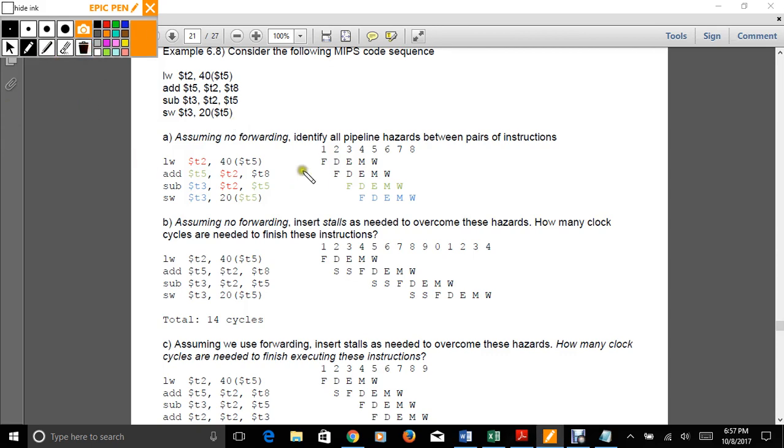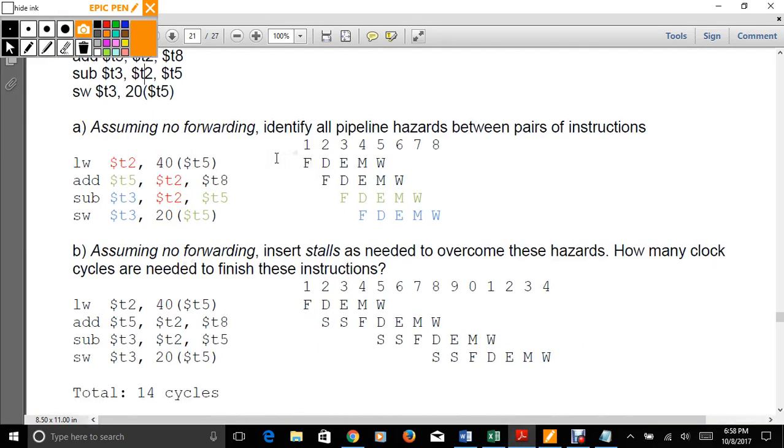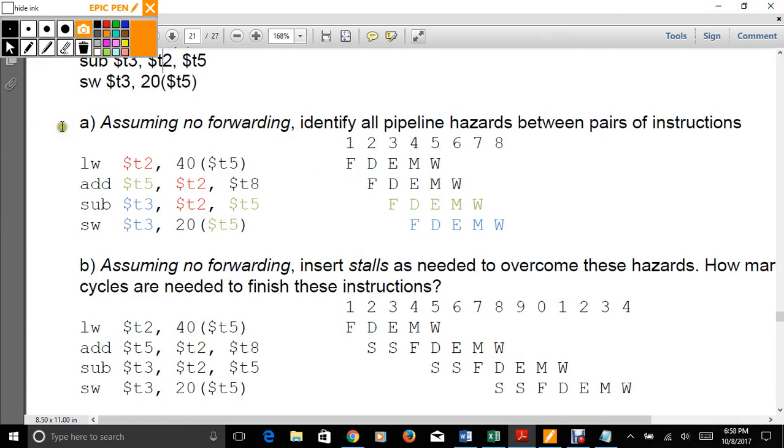So here I've color coded this. This is part A, assuming no forwarding. So we don't have any forwarding yet. Identify all pipeline hazards between pairs of instructions.